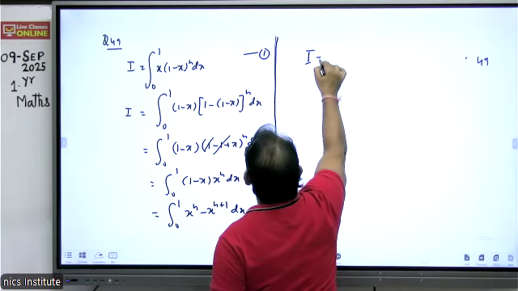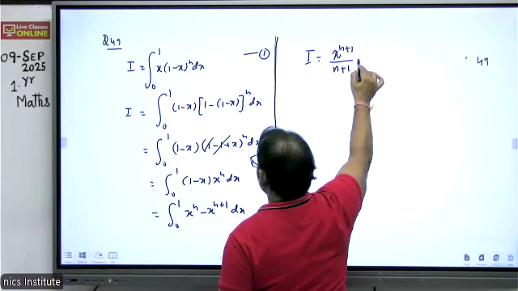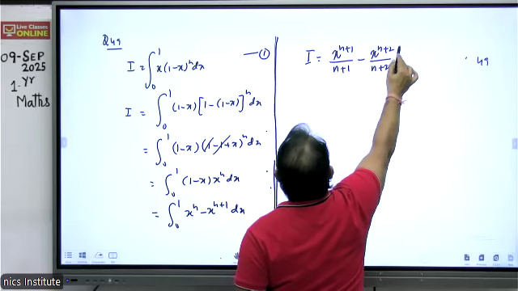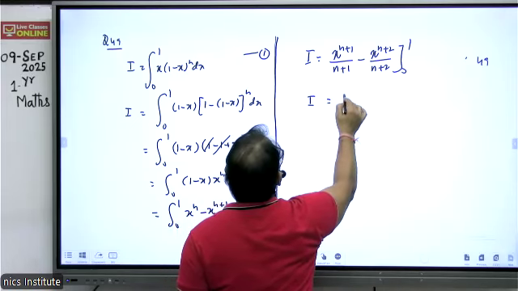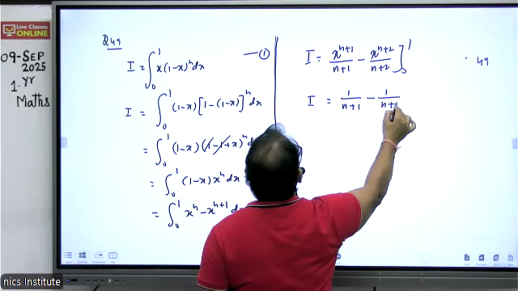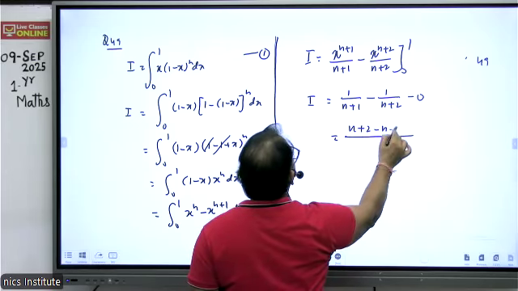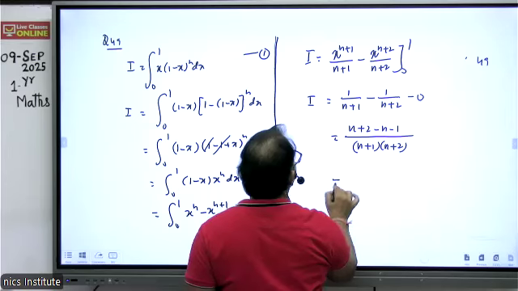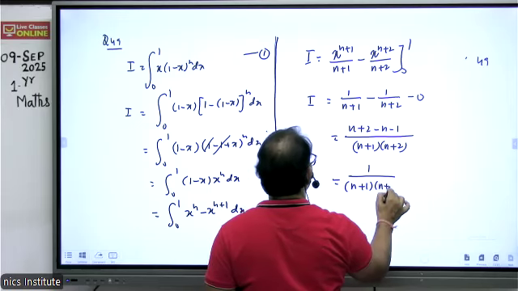So this is x to the power n plus 1 by n plus 1 minus x to the power n plus 2 by n plus 2. Limits 0, 1. When you put the upper limit, 1 to the power n plus 1 would be 1. It will be also 1 and the rest would be 0. Answer is 1 over n plus 1, n plus 2.